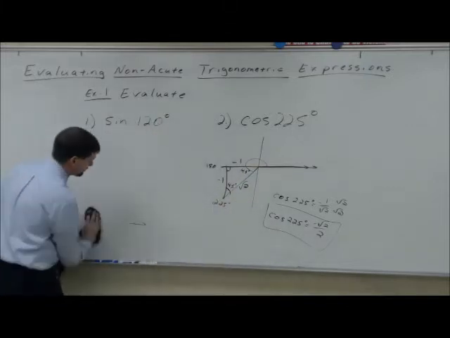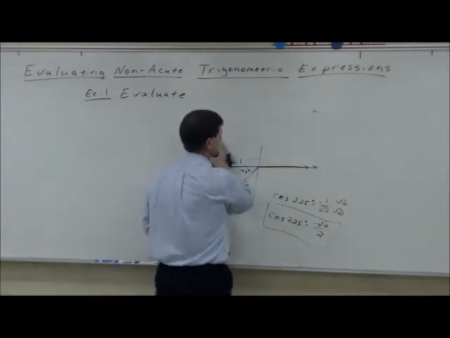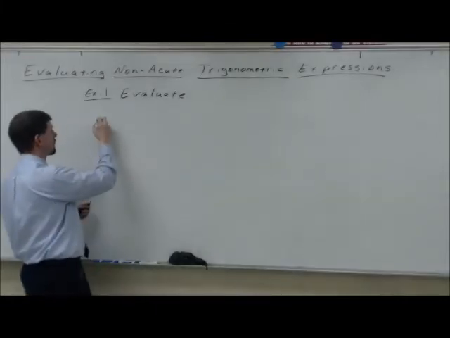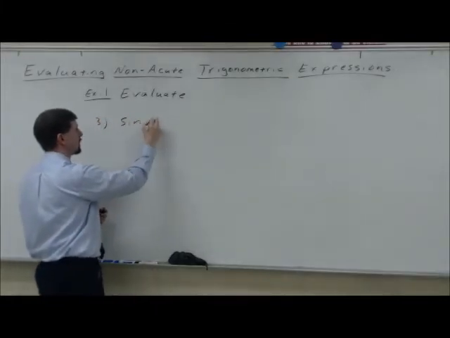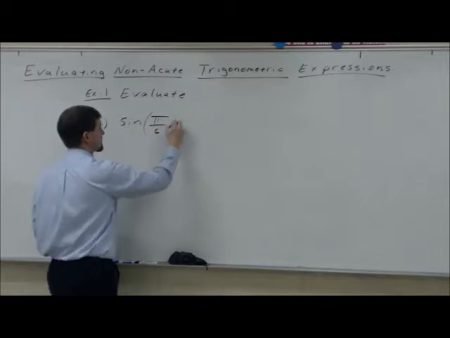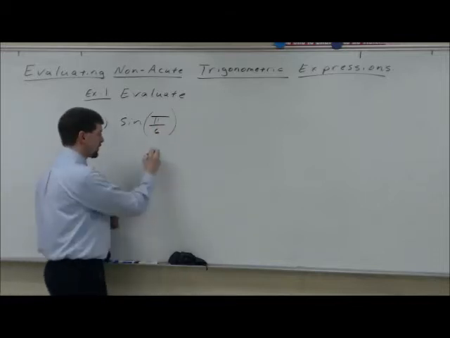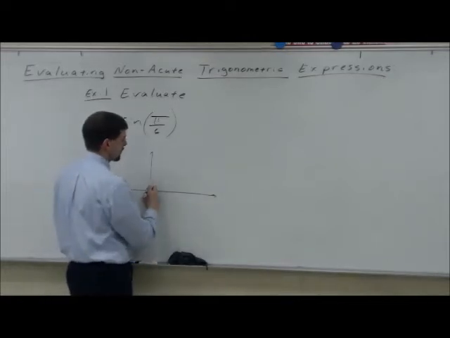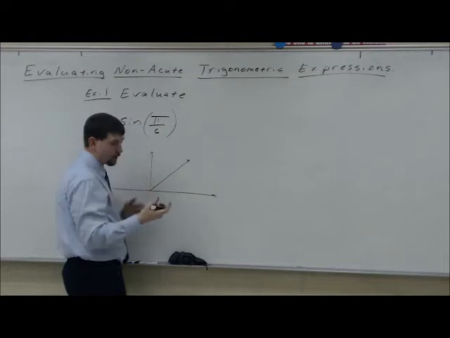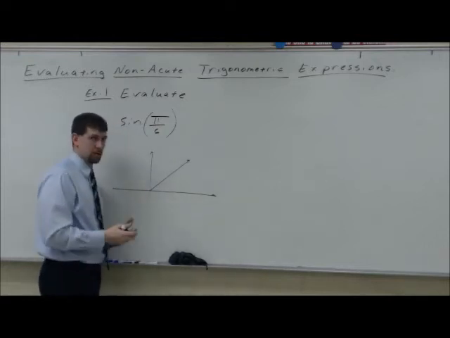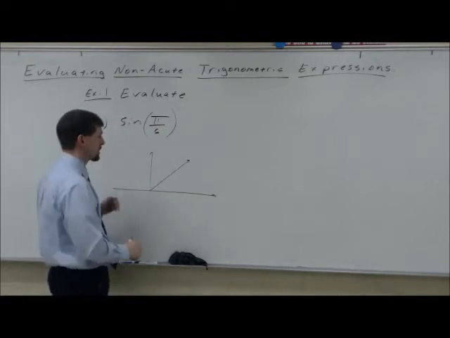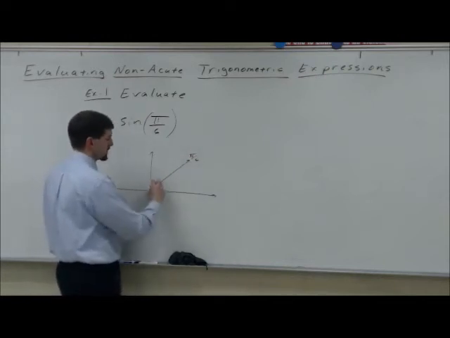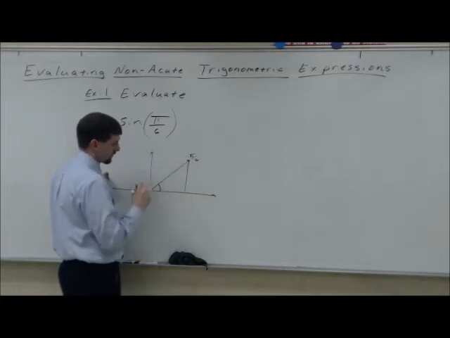Let's say we have sine of pi over 6. So if we draw the angle, pi over 6 would be a quadrant 1 angle. We looked at that yesterday when you were talking about converting from radians to degrees. So there's pi over 6. So we don't even have to find a reference angle in this case. Pi over 6 is the reference angle.